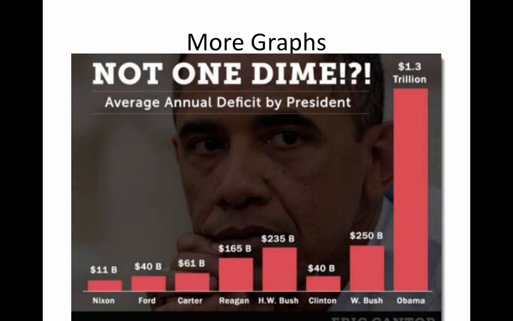One more graph to show you. Obama had a $1.3 trillion budget deficit, which is the most of all time, versus Bush, who only spent 250 billion, which is still relatively bad, but it wasn't as bad as Obama. So you can say Obama made the budget deficit a little worse in terms of spending.